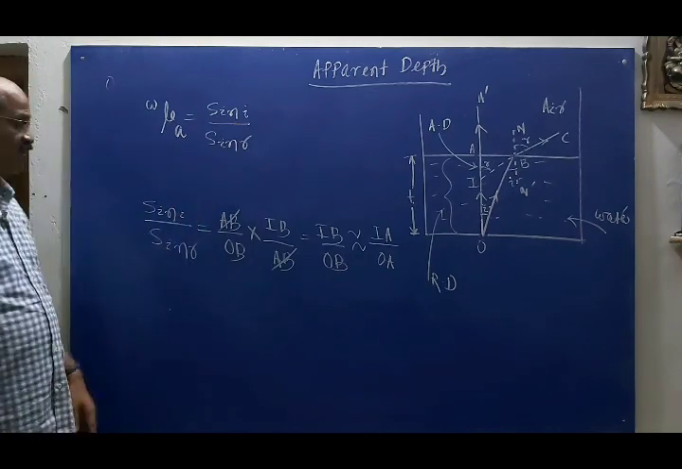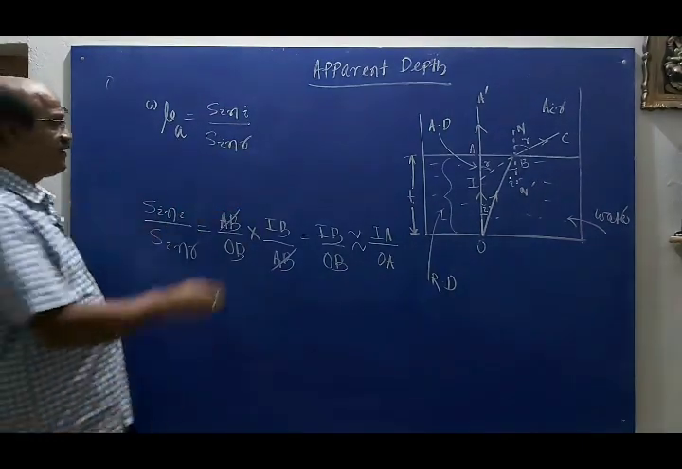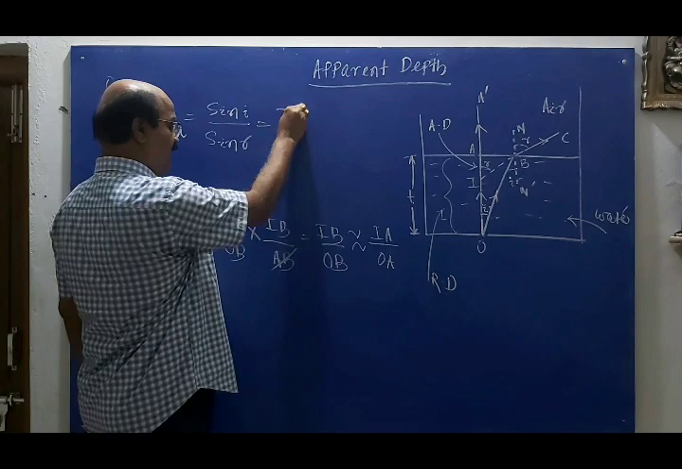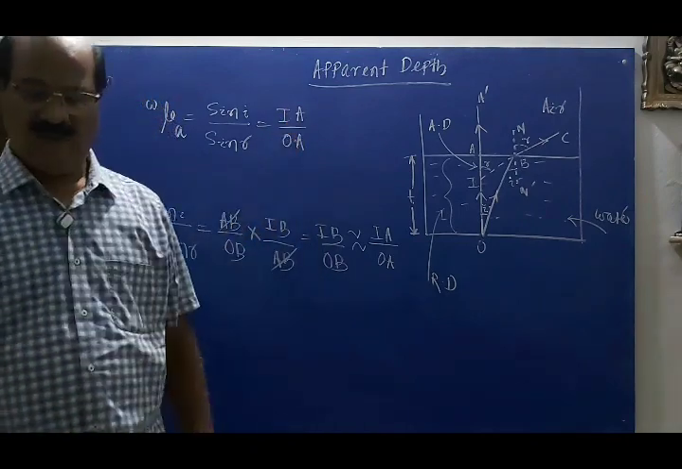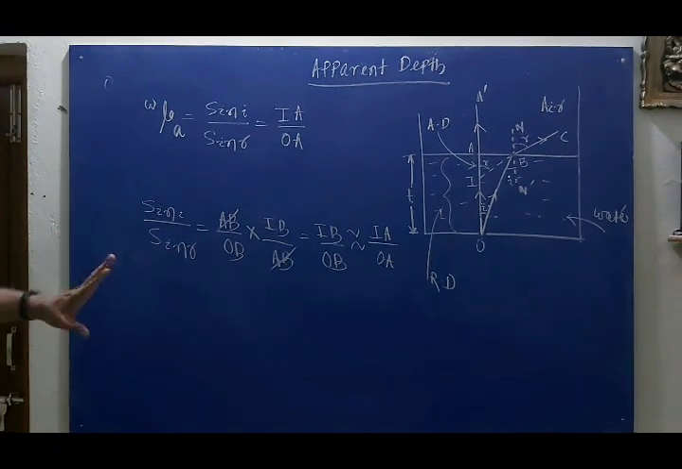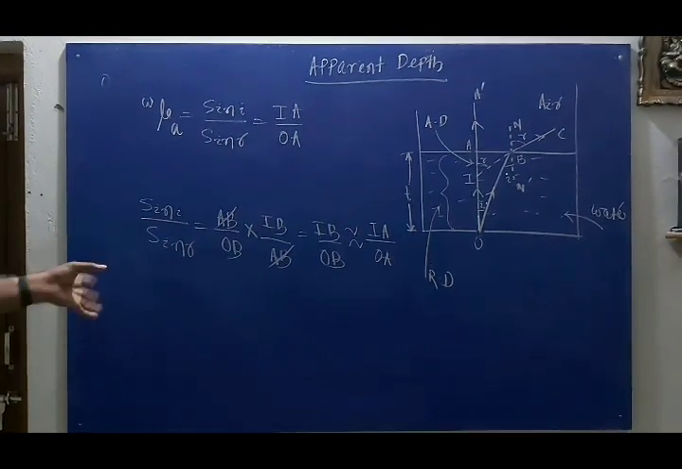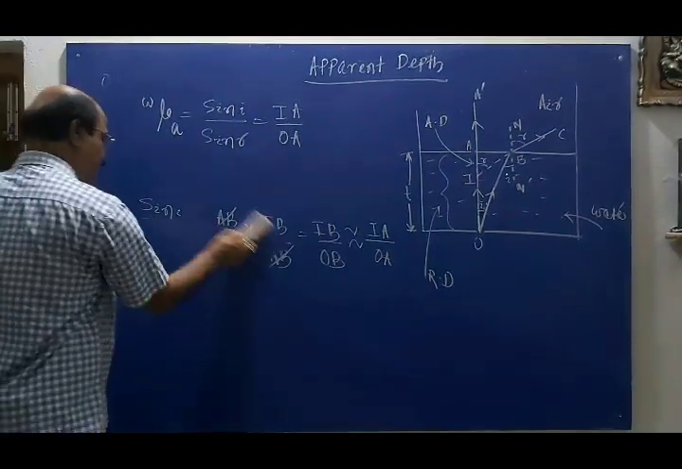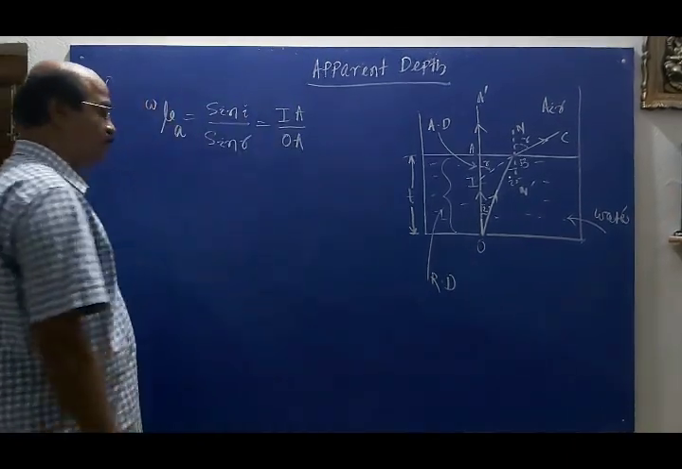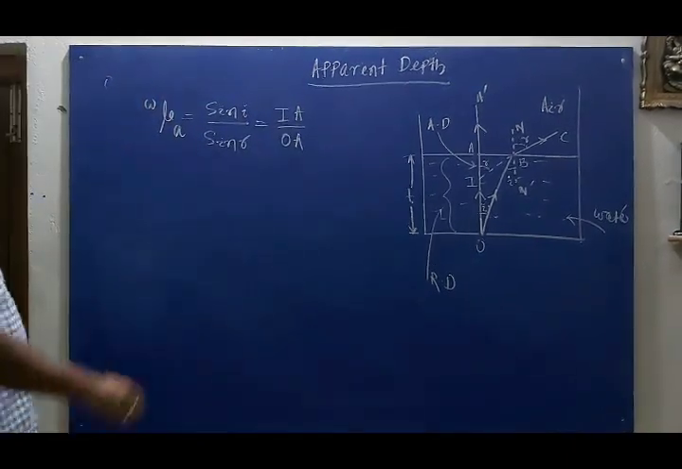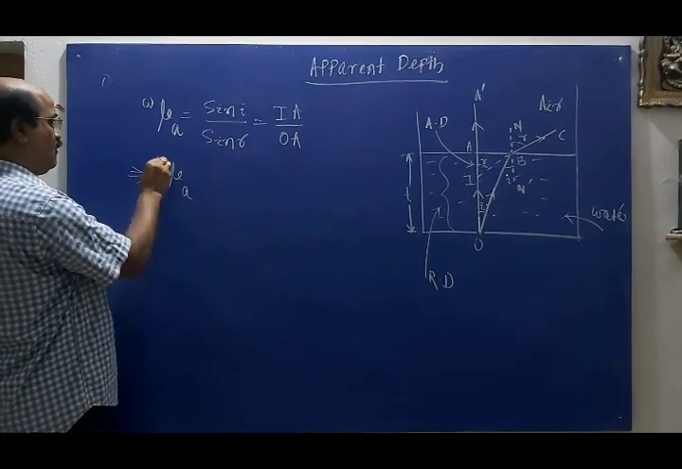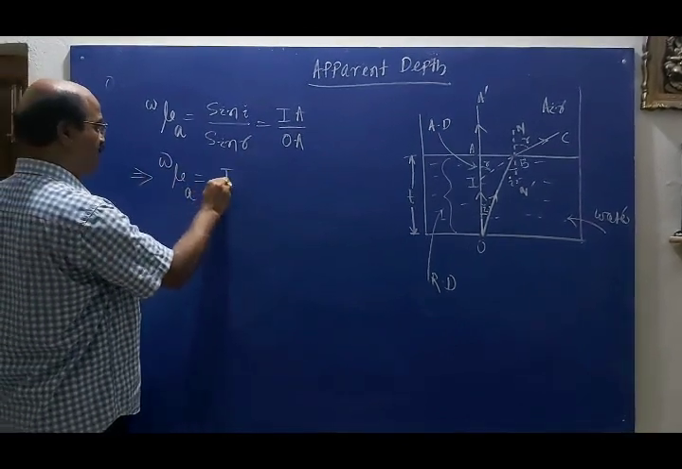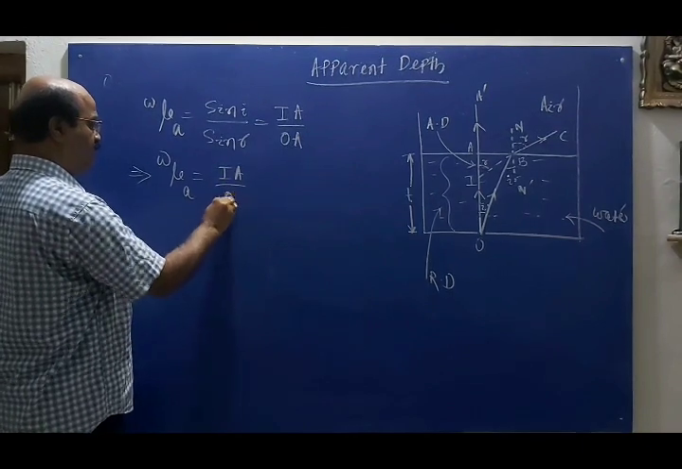Now we replace sin i by sin r with IA by OA. That implies mu of air with respect to water is equal to IA by OA.